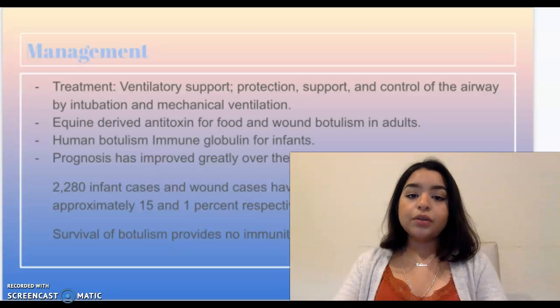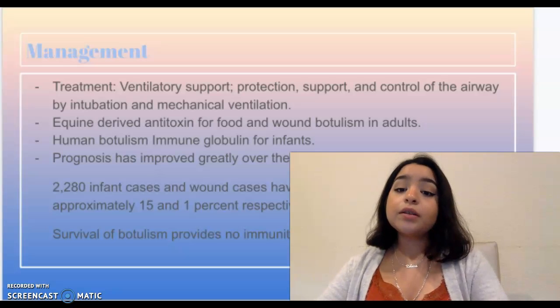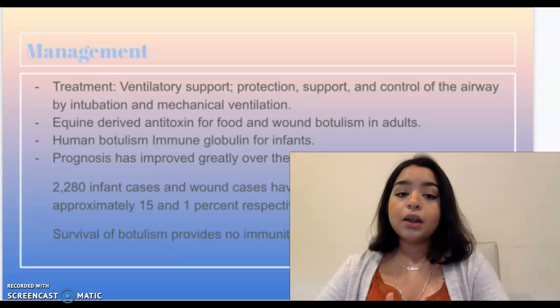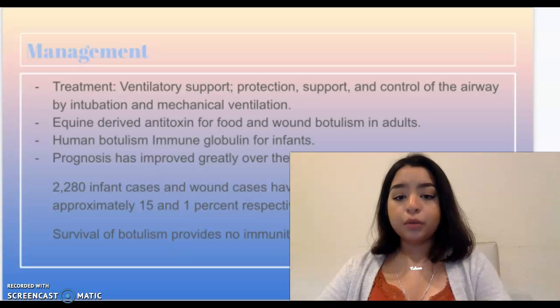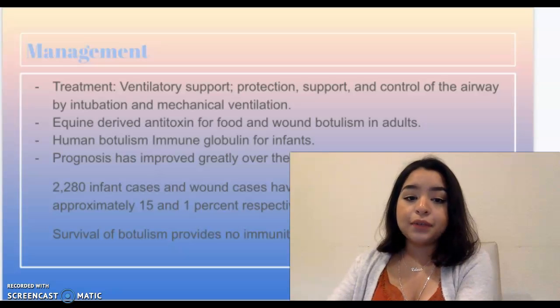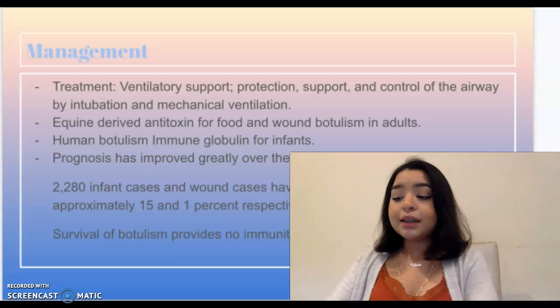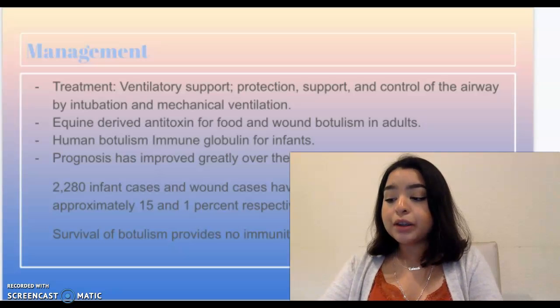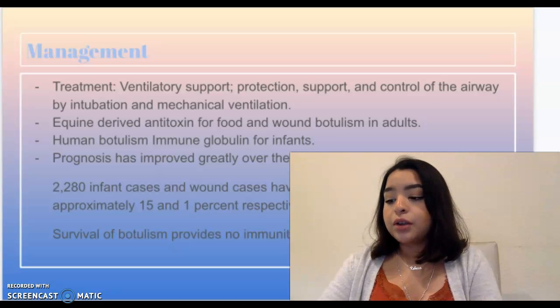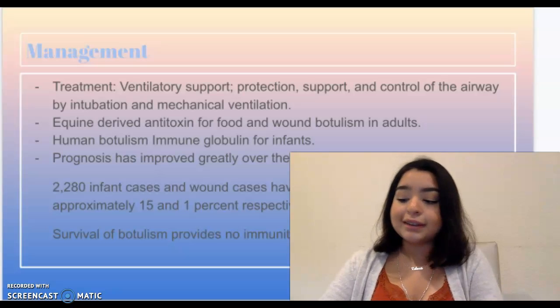Treatment includes ventilatory support, supportive care, and control of the airway by intubation and mechanical ventilation. Equine-derived antitoxin is used for foodborne and wound botulism in adults, and human botulism immunoglobulin, or BabyBIG, for infants. Prognosis has also improved greatly over the past 50 years. The case fatality rate for foodborne botulism has decreased from the 50 to 70% range to the 5 to 20% range seen today.